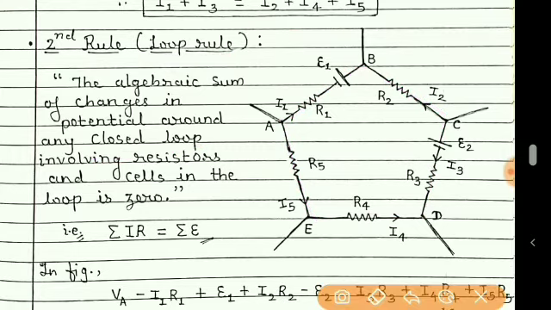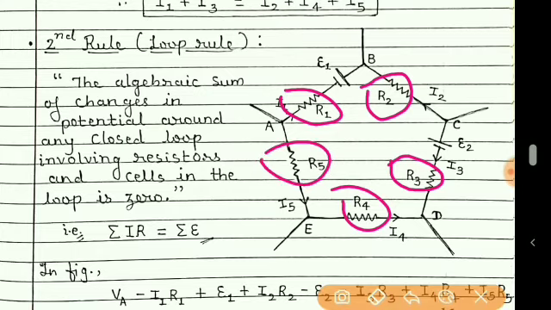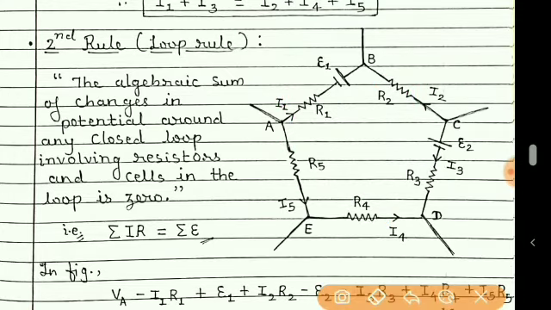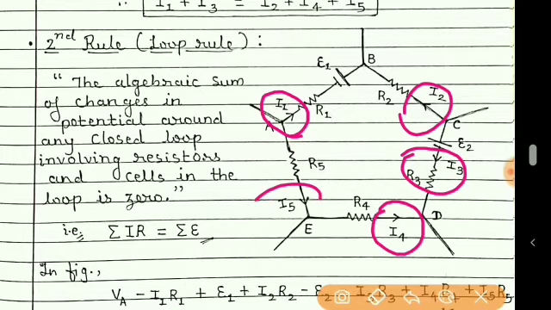And in this closed loop, you can see different resistors. Resistor R1, R2, R3, R4 and R5. As well as you can see there are two batteries of EMF epsilon 1 and the other battery of EMF epsilon 2. Also you can see the currents moving in this loop. Here the current is I1, here the current is I2, here the current is I3, then I4 and I5.